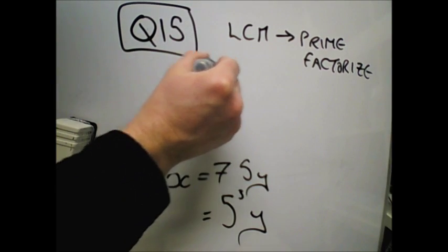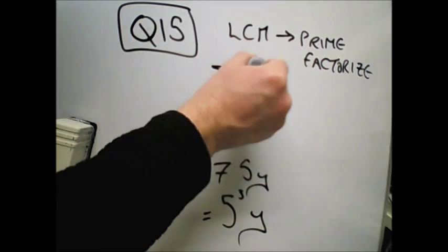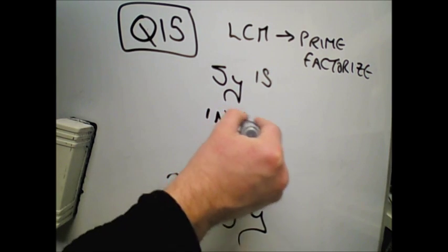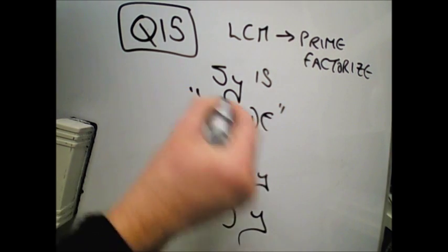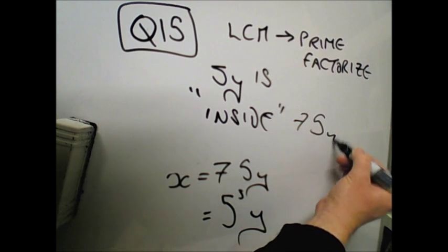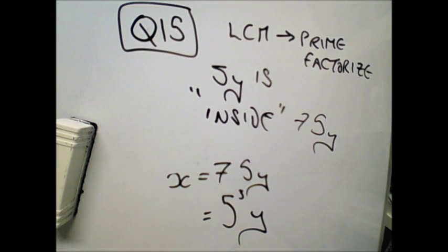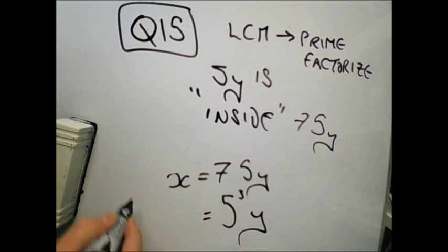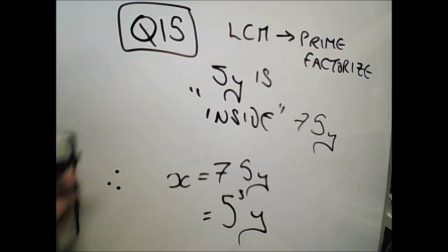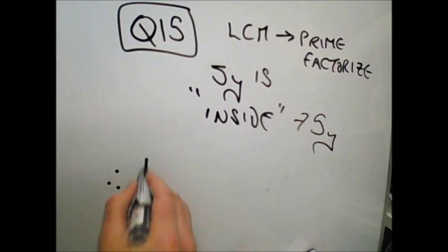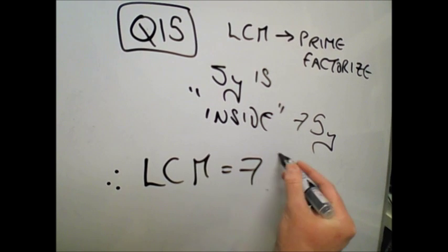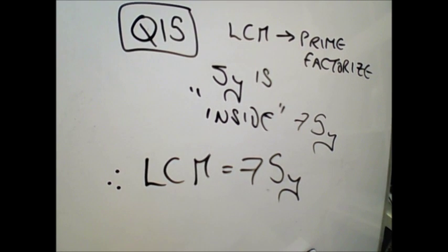And this is very important, and it shows us that 5y, which is part of the question, is actually inside, so to speak, 75y. 5y is a factor of 75y, and it cannot be removed. The y has to be there. But it doesn't mean that the 5 has to be included. So the prime factors of 5y are 5 and y, and the prime factors of 75 are 5 cubed. So in fact, the lowest common multiple is 75y.